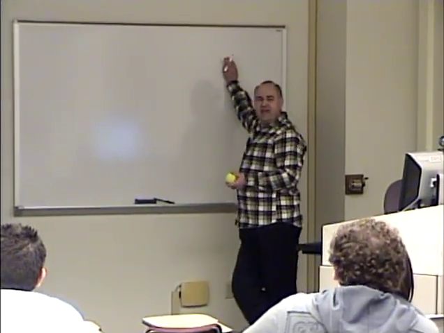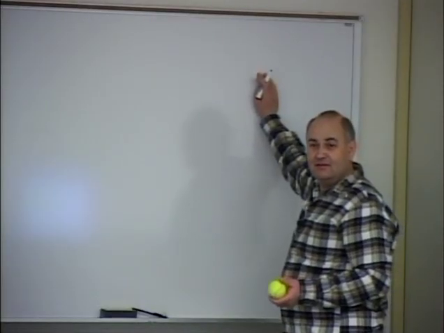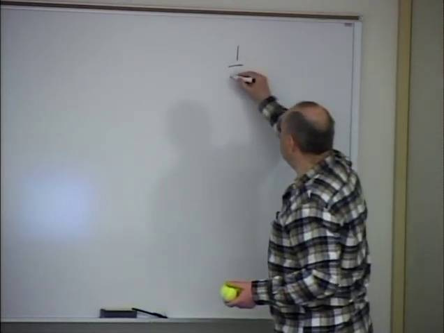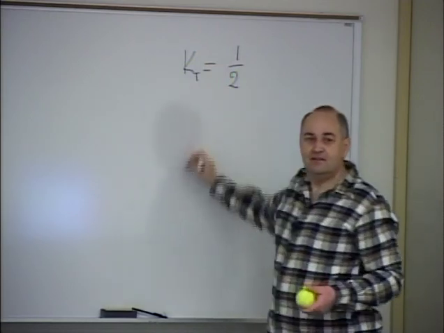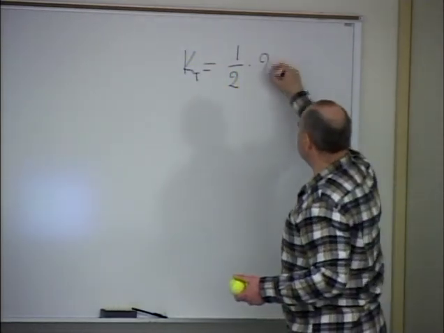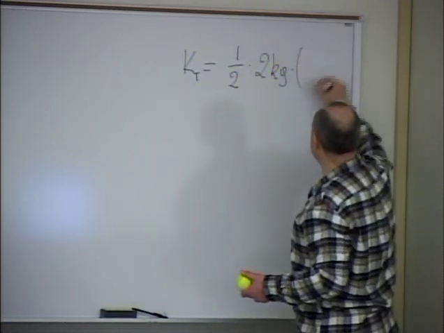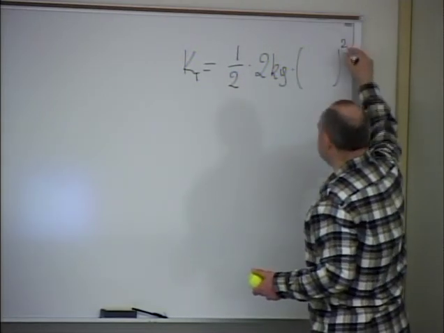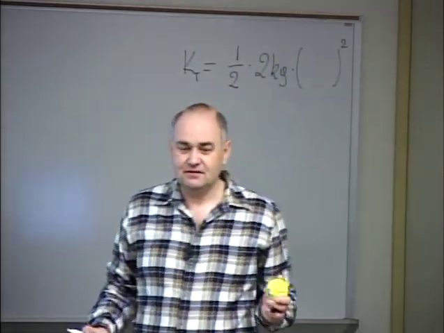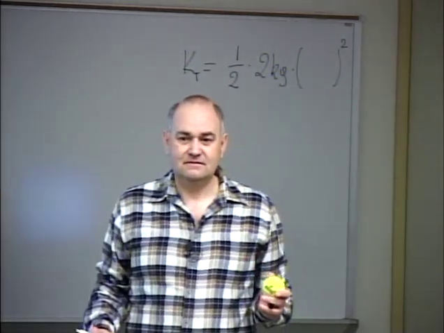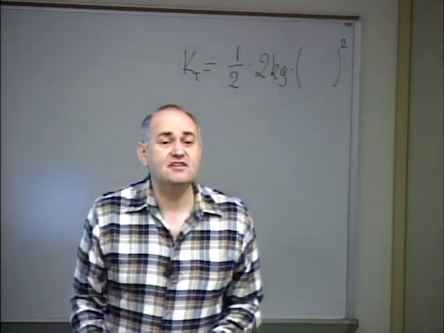Tell me, what should I add? What should I multiply? Definitely we will have 1/2. 2 kilograms. And now square of speed. What should I put there? Speed of center of mass, correct.